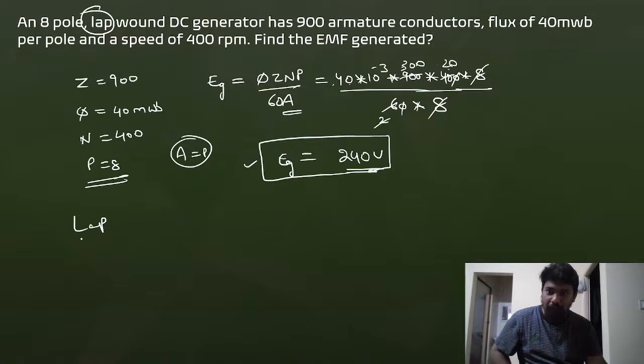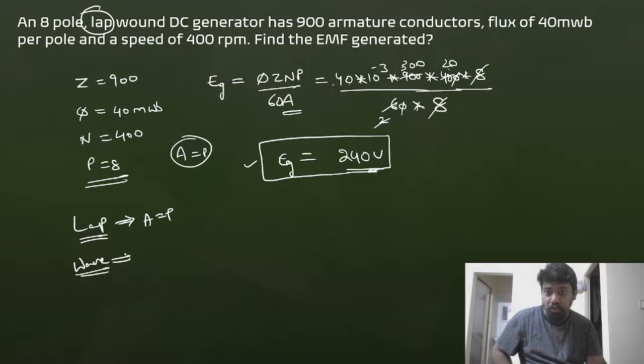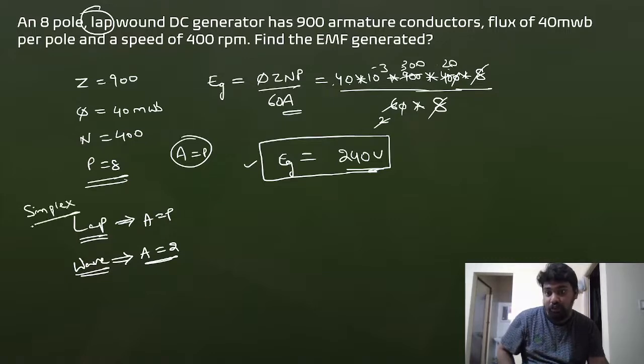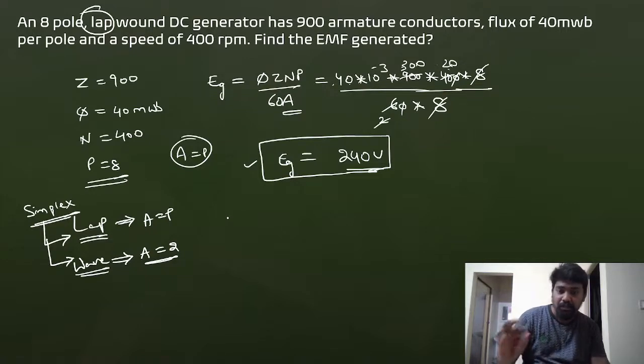So for lap it is A equal to P. If the question given is wave, then it should be A equal to 2. Armature parallel path is 2. This is for simplex lap and simplex wave. Please do remember these 2 points are valid for simplex lap and simplex wave.